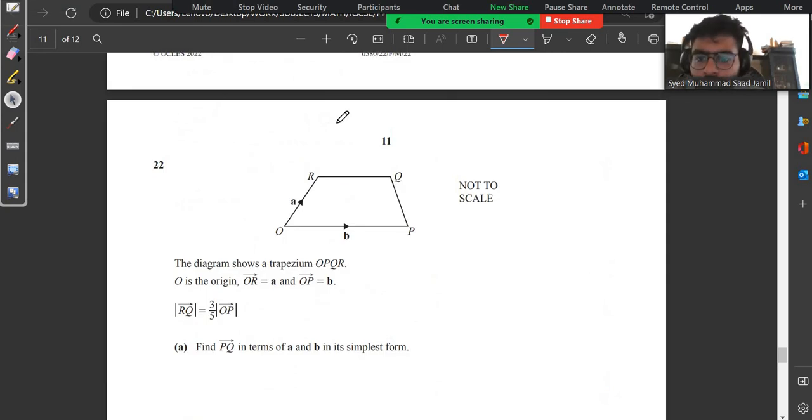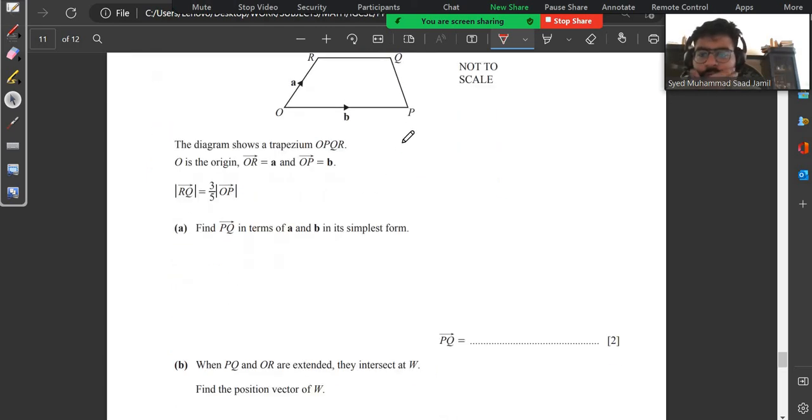Moving to our last question, it says the diagram shows the trapezium. O is the origin. OR is equal to A, OP is equal to B. RQ is 3 upon 5 times OP. OP is this side, RQ is basically this, and it is 3 upon 5 of OP. It says find PQ in terms of A and B in its simplest form.